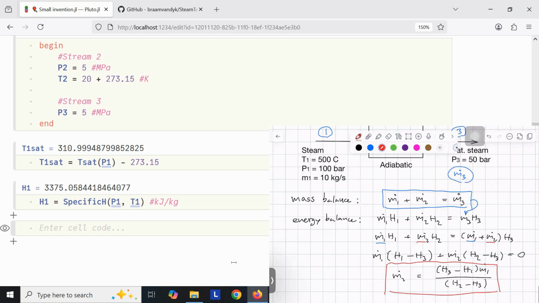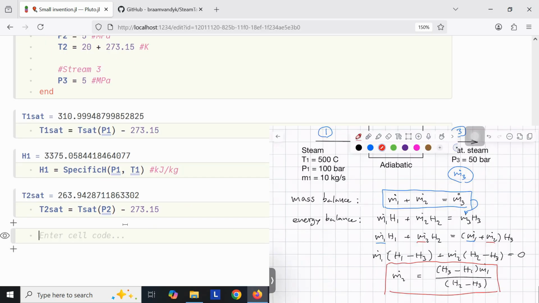For stream number 2, which is liquid, you can also check saturated temperature T2sat equal to tsat of pressure P2 and subtracted by 273.15 just to get into Celsius. Execute the command. You see that given pressure of 50 bar, the boiling point is 263 degrees Celsius. Our temperature is only 20 degrees Celsius. That means our water or our liquid at stream 2 is subcooled water.